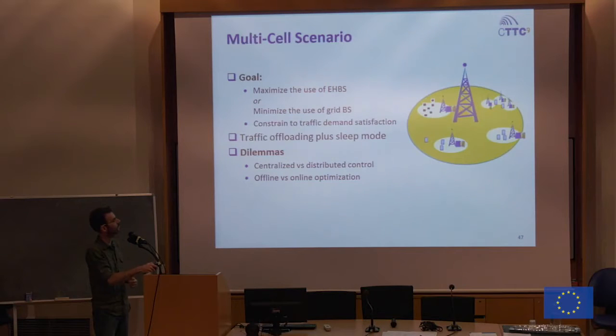What we want to do is maximize the use of the energy harvesters, so offload as much as we can to the smaller cells, again while satisfying the traffic demands. The control that we decided to have in this scenario, as another step, is a direct control on the operation of the small cell, so we can decide to be on or off at a given point in time.